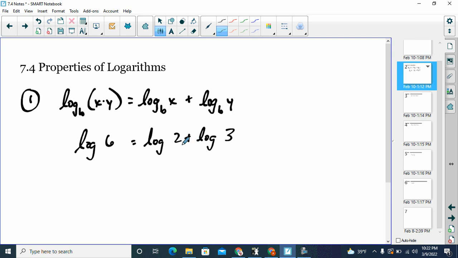So when I am adding 2 logarithms, I multiply their arguments. I do 2 times 3 to get 6. Or if you have the product of 2 things, you could split it up into 2 separate logarithms if you needed to. So that is our first property.